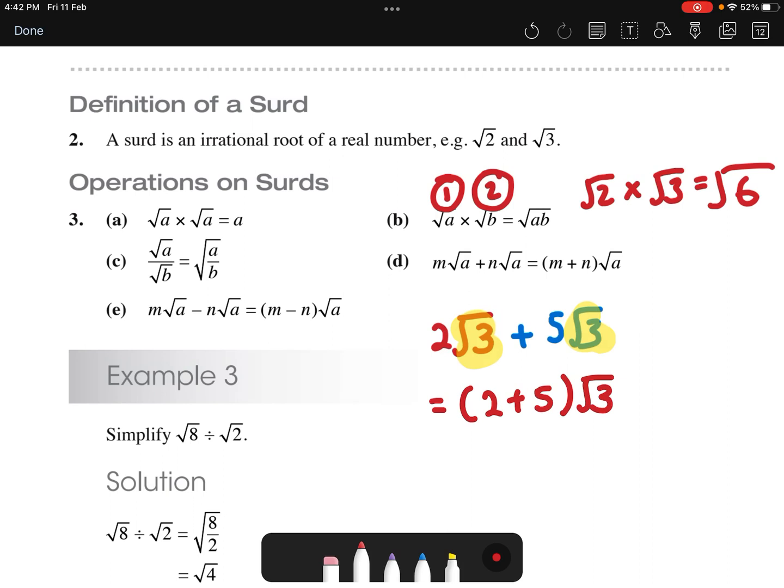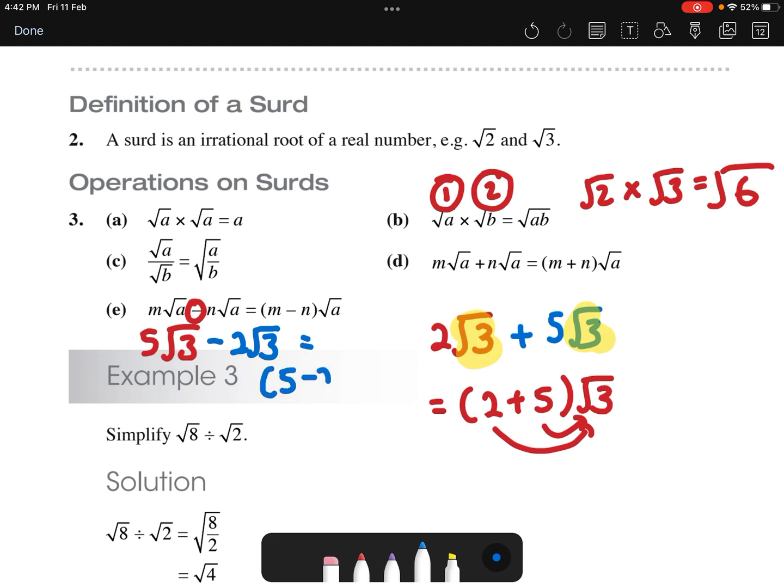And of course, if you want to check whether you are correct, you can do your expansion. Then you can get back the same answer. Okay, the last operation will be minus. It's the same idea: m square root a minus n square root a. Let's just say I give you 5 square root 3 minus 2 square root 3. What should we get? We should get 5 minus 2, bracket square root 3. Alright, so these are all the different operations of surds.